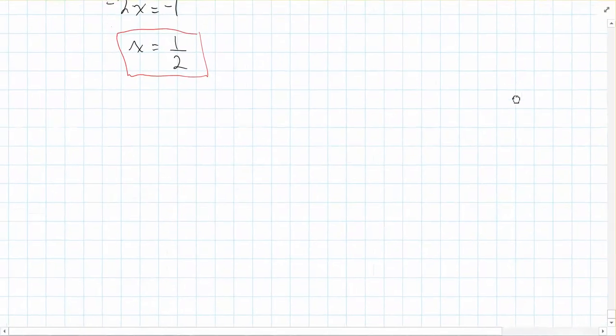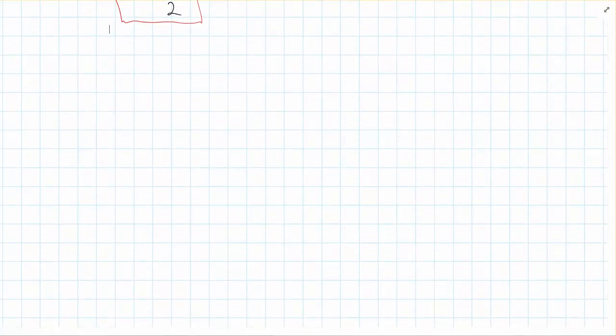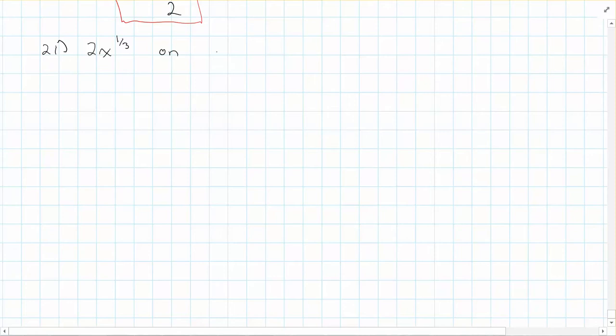All right, so let's look at another example here. This is actually number 21. And this problem would show up on the exam, but it would show up most likely in the true or false section. So 2x to the 1/3 on -8 to 8. So again, we have to determine if the mean value theorem applies.